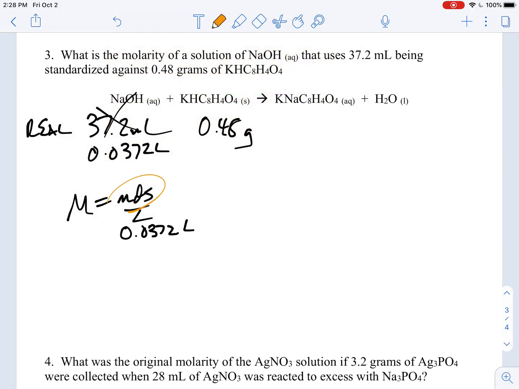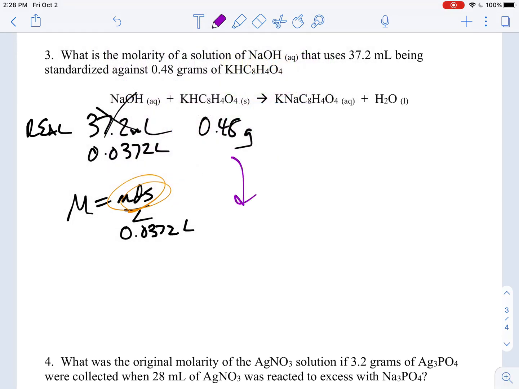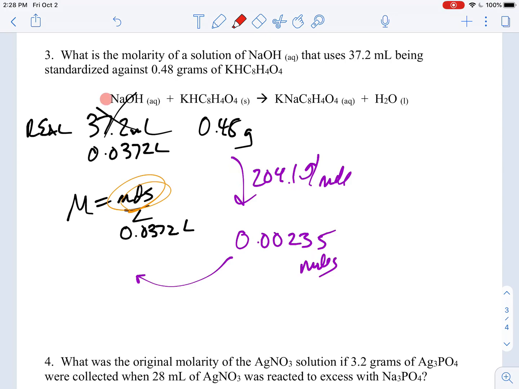but what I really need is the moles of this stuff. Well, I don't have the moles of that stuff, but I can get it because I have the moles of this stuff. So this guy here, if I add up his molar mass, that's going to be 204.1 grams per mole. And that's going to get me about 0.00235 moles when I do that math. And now I got to go across town, and when I go across town, this is an easy one. It's a 1-to-1 ratio, so that means it's going to be 0.00235 moles here.